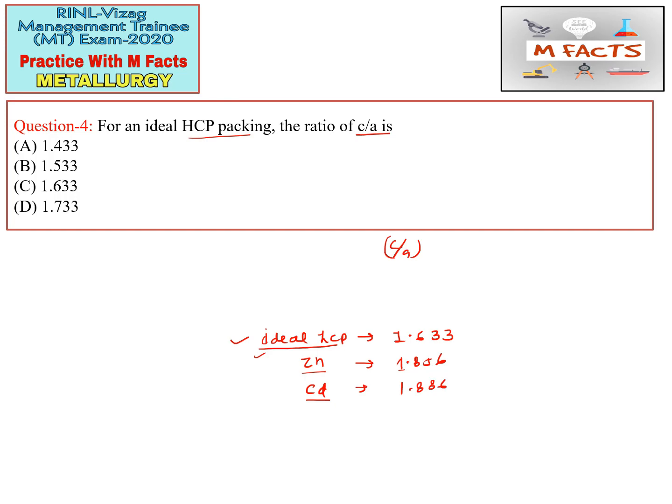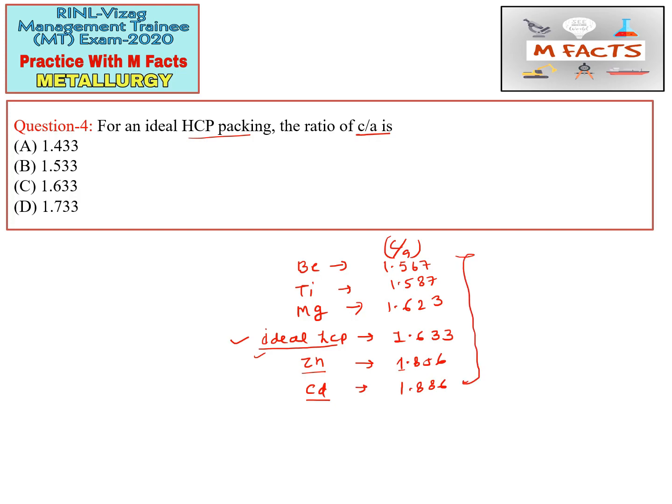Okay, so other metals are Mg. For magnesium it is lesser than 1.633, so 1.623. For titanium it is about 1.587. Okay, so this chart is given in a standard book, you may also find it there. I have taken these things from there only. And for beryllium that is 1.567. Okay, so this is the chart.